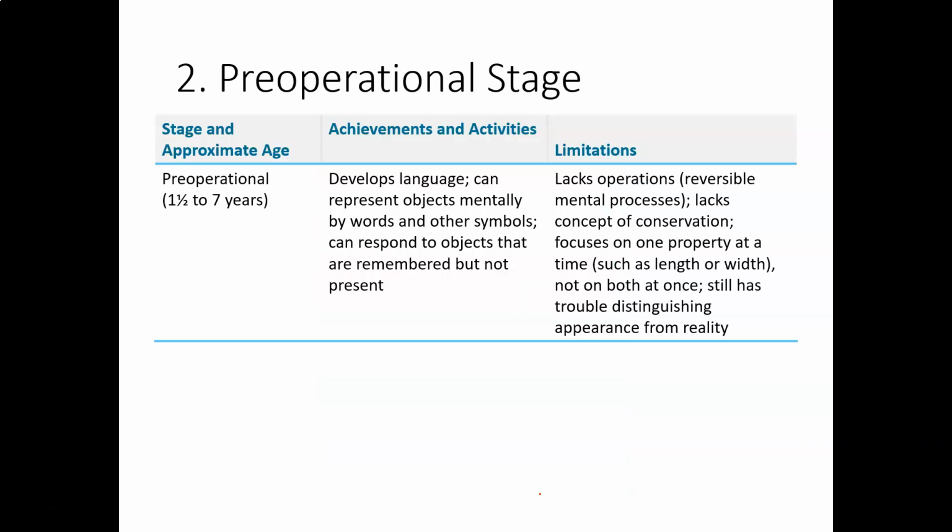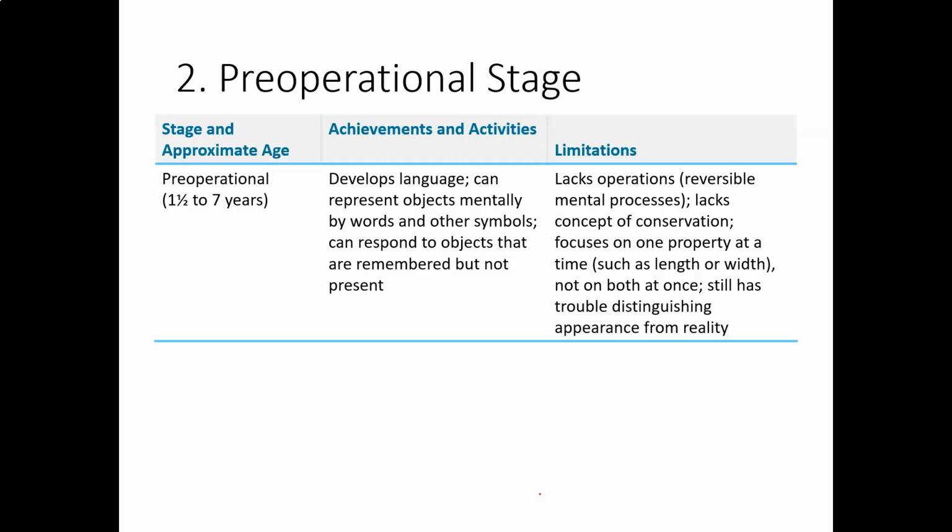The pre-operational stage starts where the sensorimotor stage ends. Again, it's fluid, but at this stage, language starts to develop and children are able to represent objects mentally as words or other symbols. They tend to respond to objects that are remembered, but don't have to be present, right? So they recognize object permanence.